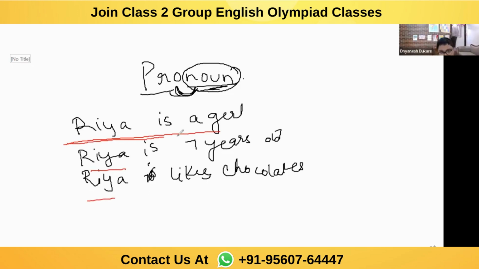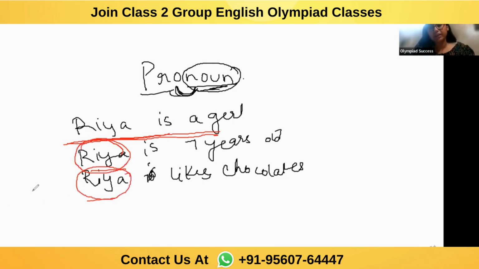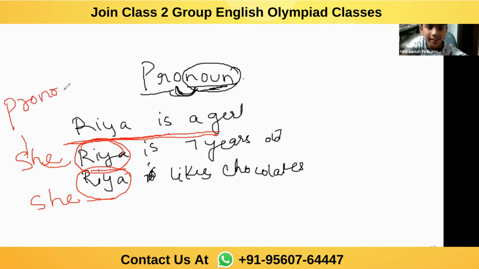In the first line, we have told that Ria is a girl. Because we need to know the name of her, right? We should know the name. Then in the next line, we don't need to say Ria again and again. In place of Ria, we use she. That she is pronoun. So in simple terms, pronoun comes in the place of noun. It replaces Ria with she.